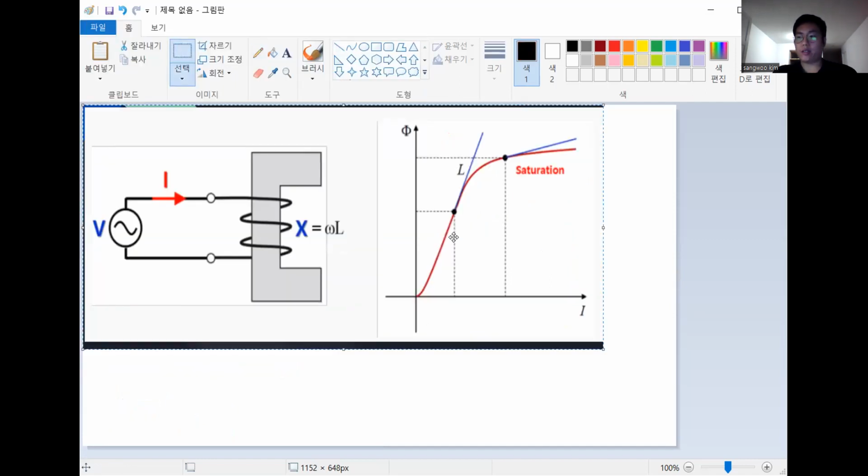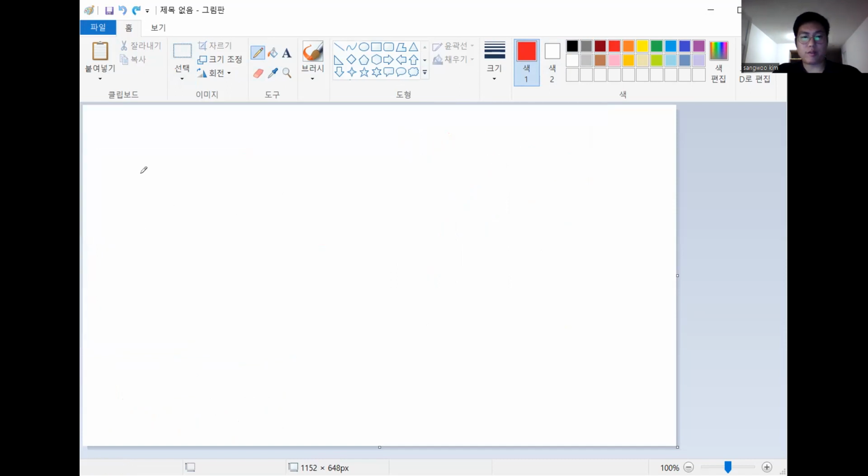So let's see here. What I want to say is, the excitation current is here. It's better to remove this. Here's the excitation current, and this is symmetrical right now. But look at that.